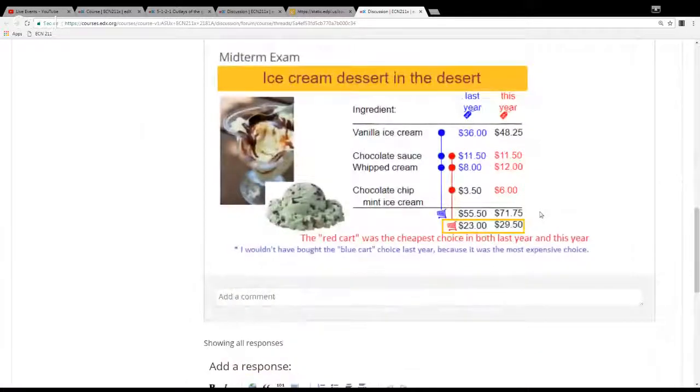So it's not about the level of the prices, it's about what you decide to buy at the current prevailing prices.